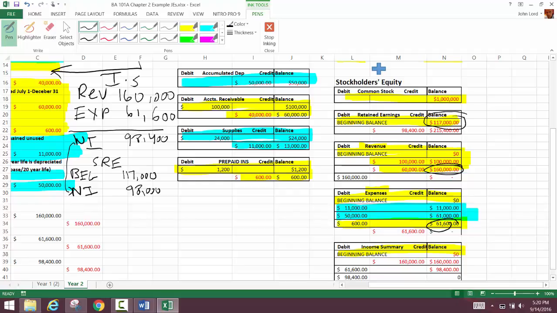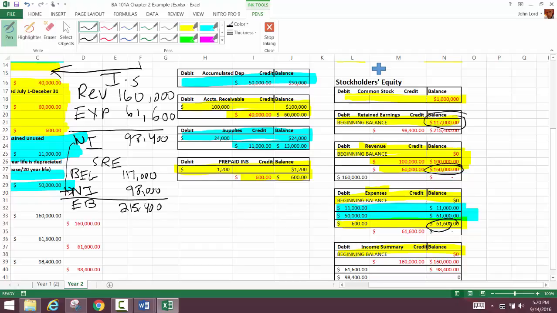You don't have to. And so I go ahead, I add my net income, right? That's an add. And the ending balance in the retained earnings now becomes what? We add those two numbers together. It is how much? 215,400.